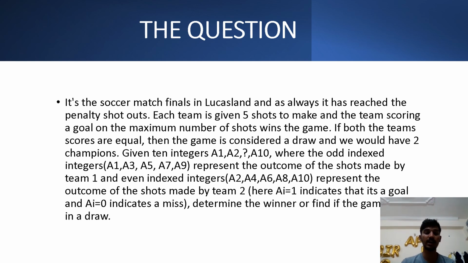And we are given values from A1 to A10, which will be the values for the 10 shots taken by both the teams. So from A1 to A10, it can either be A equals 1 or A equals 0, 1 indicating that there has been a goal and 0 indicating that there has been a miss.